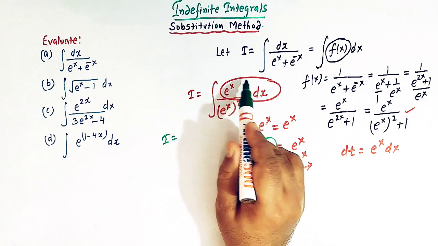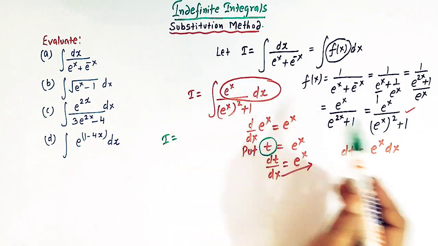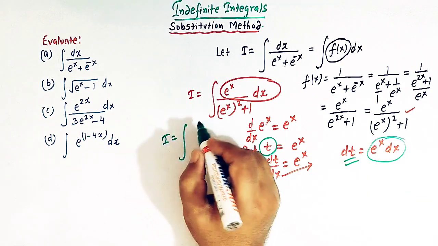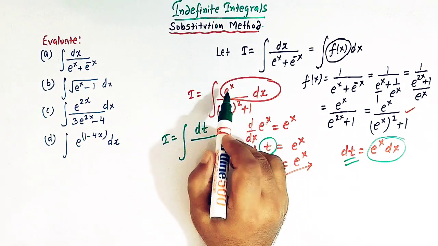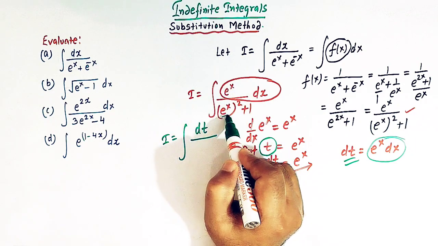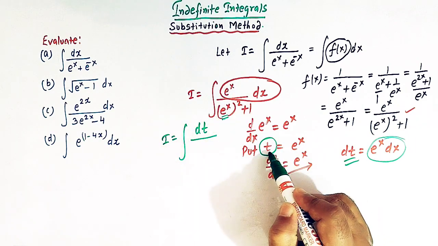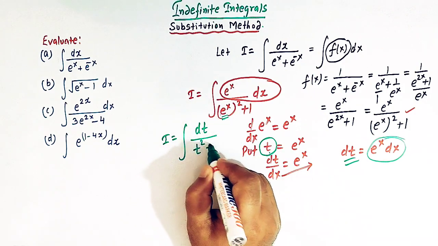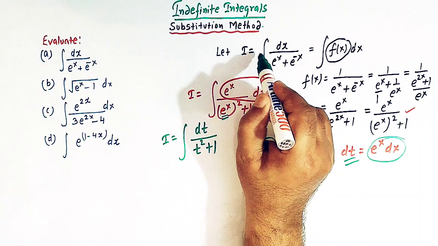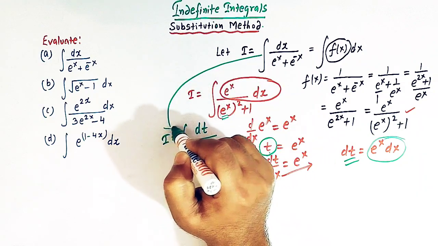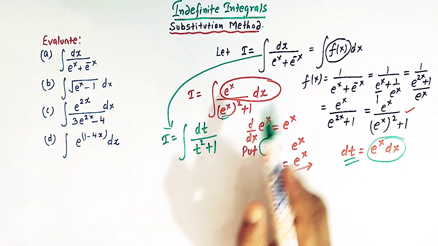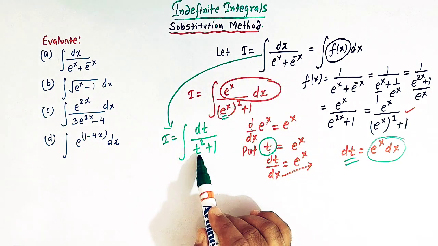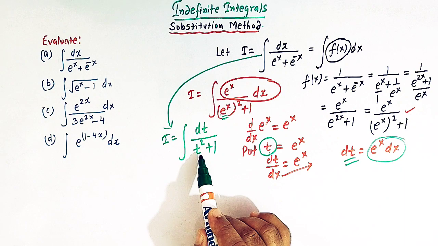So now here we have e raised to x dx. So now e raised to x dx is dt. So we can now write dt in place of e raised to x dx, and e raised to x is already assumed as t. So this is now t squared plus 1. So now we can see that this integral is transformed to this integral. This integral was in terms of x, and this is in terms of t.